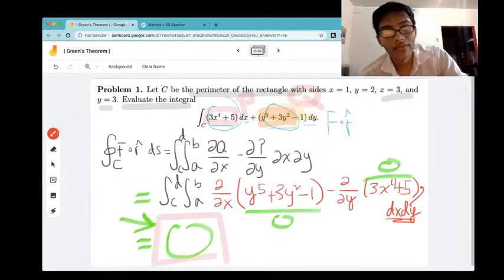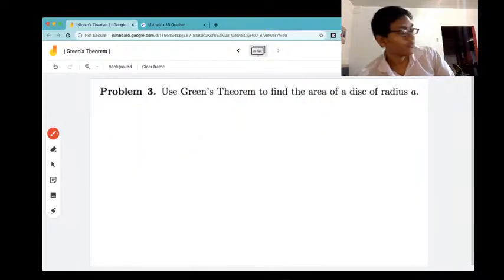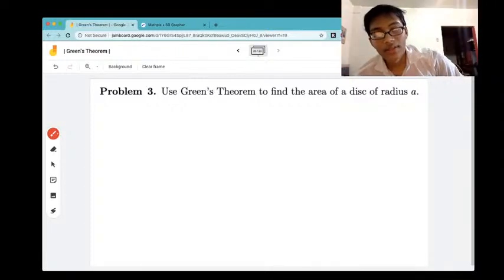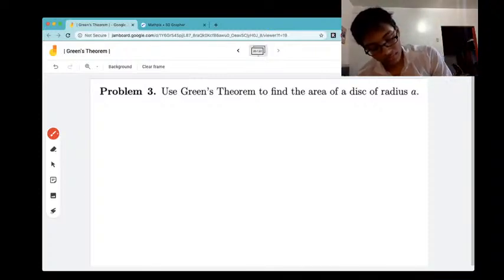Okay, and our final problem is this. Use Green's theorem to find the area of a disk of radius A. Okay. How are we going to do this? To find the area of a disk of radius A. Okay, so let's write down Green's theorem.